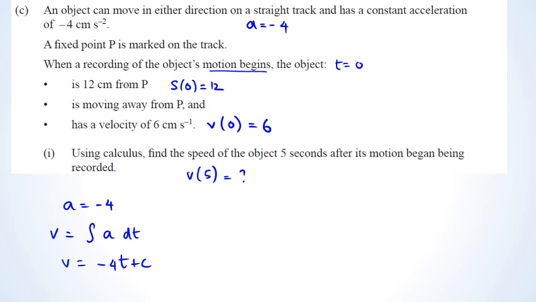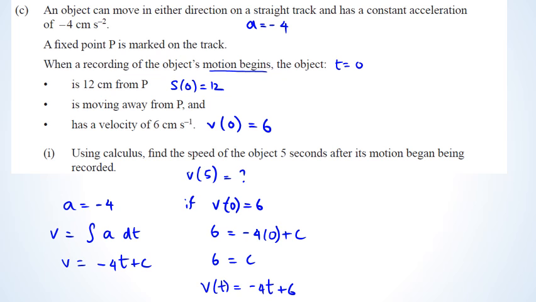But here's the thing. You know that the velocity at 0 seconds is equal to 6. So if v of 0 equals 6, then 6 is equal to negative 4 times 0 plus c. Therefore, c is equal to 6. So we've got the velocity formula: v of t equals negative 4t plus 6. This part gets you an achieved.